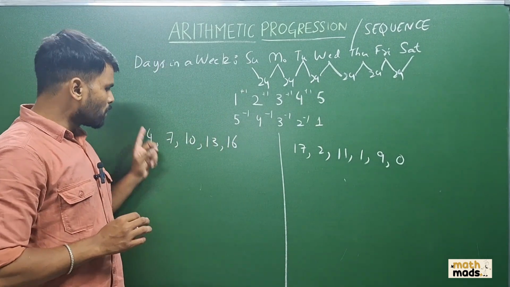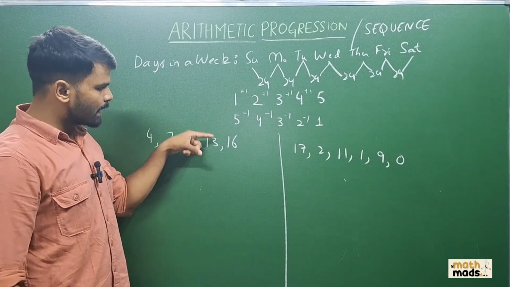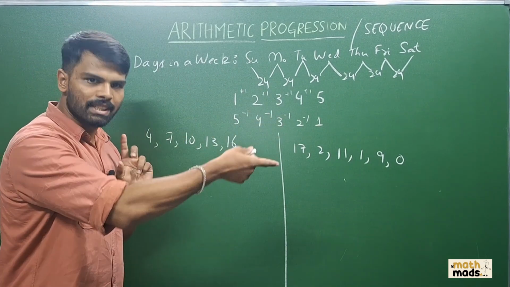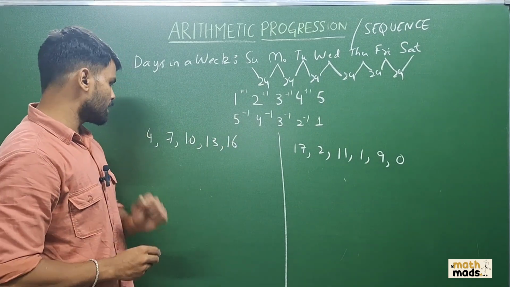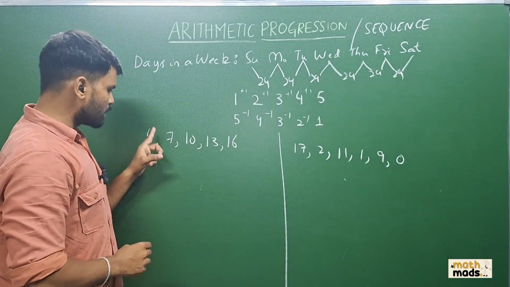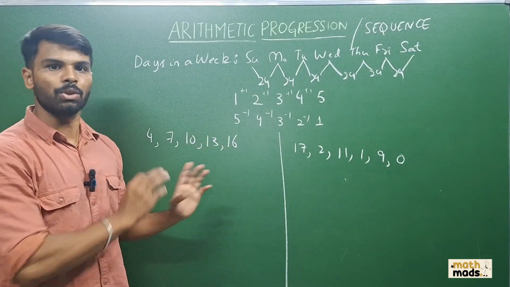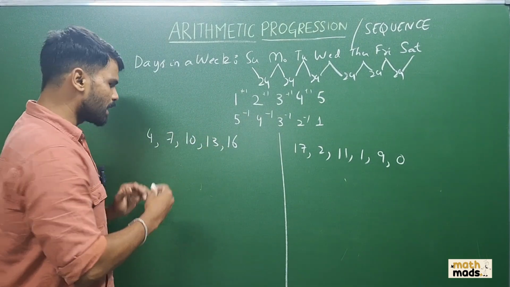See, 4, 7, 10, 13 and 16. So from 4 to 16 it is increasing. By how much is it increasing? See, 4, plus 3, 7, 7 plus 3, 10, 10 plus 3, 13, 13 plus 3, 16. You should get that idea. Let me write that idea down.